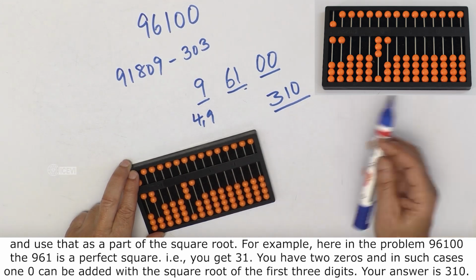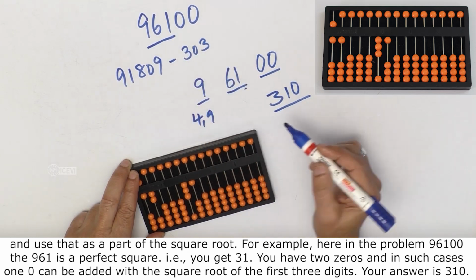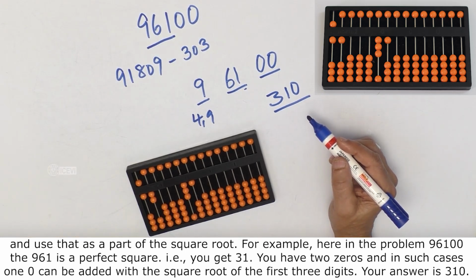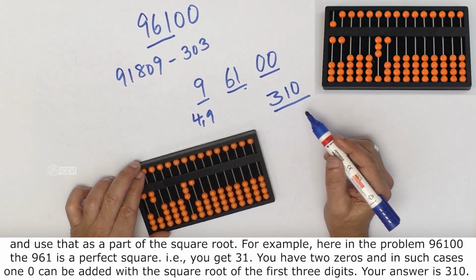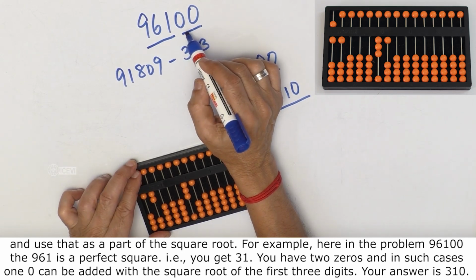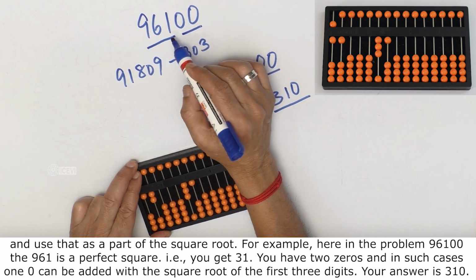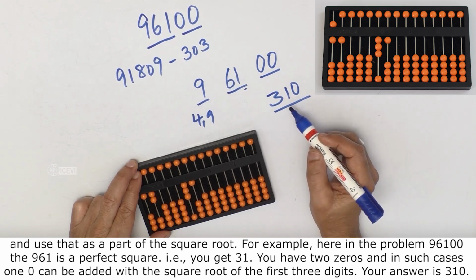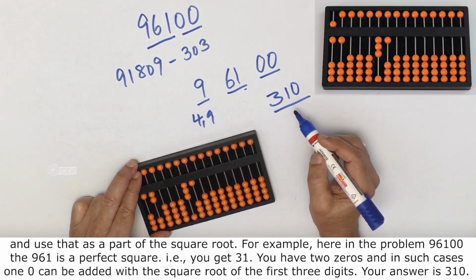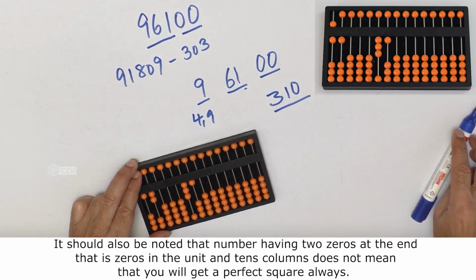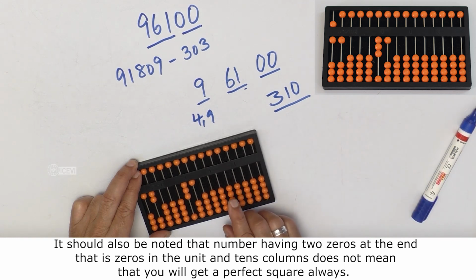For example, here in the problem 961 0, 0. The 961 is a perfect square. That is, you get 31. You have two zeros. In such cases, 1 zero from the remainder two zeros can be added with the square root of the first three digits, and then your answer becomes 310.